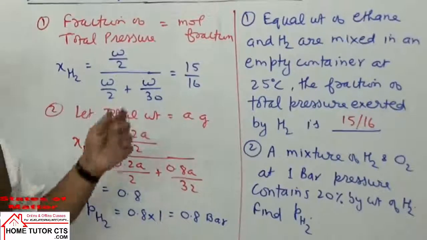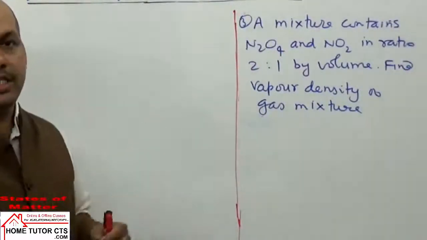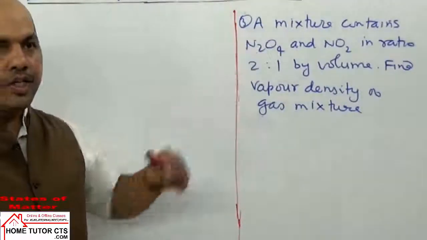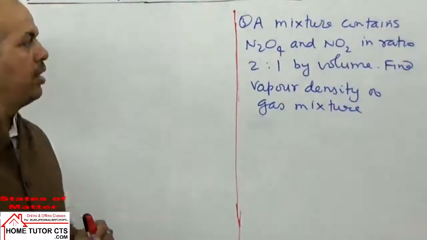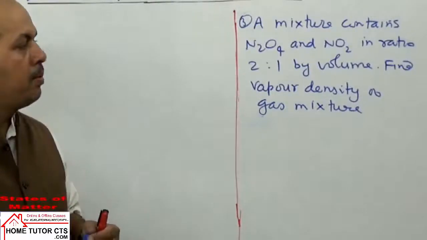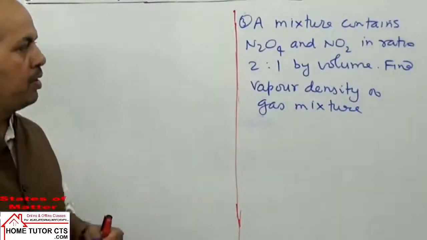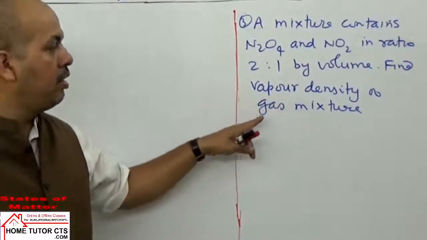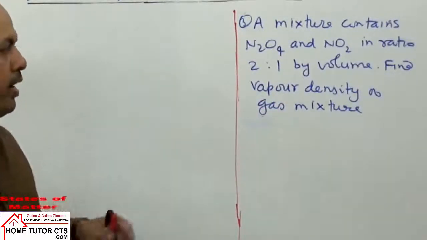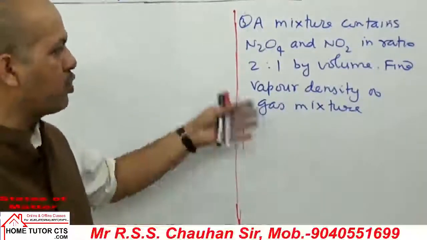So let us take the next question now. Question आपको दिया है: a mixture contains N2O4 and NO2 gases in the ratio 2:1 by volume, then find the vapor density of the gas mixture. So try this question yourself.